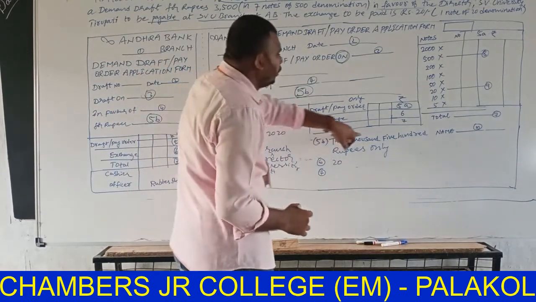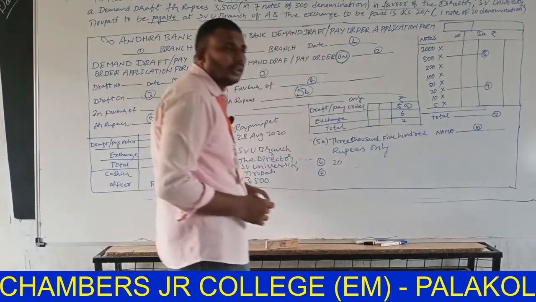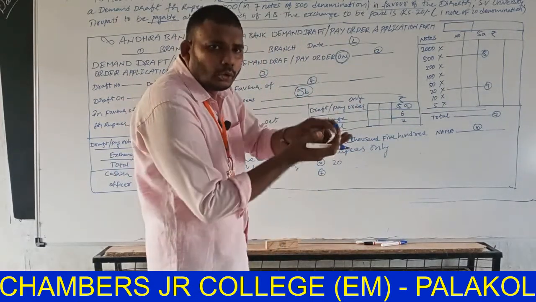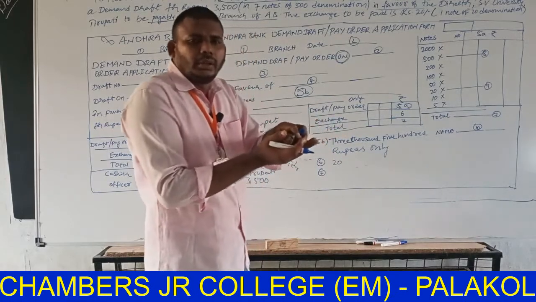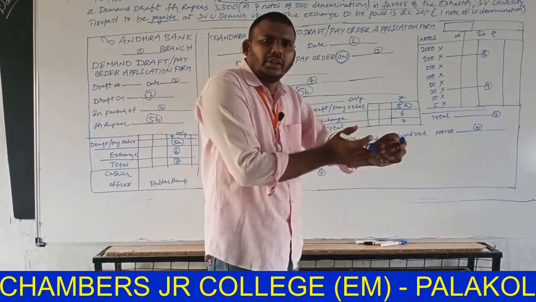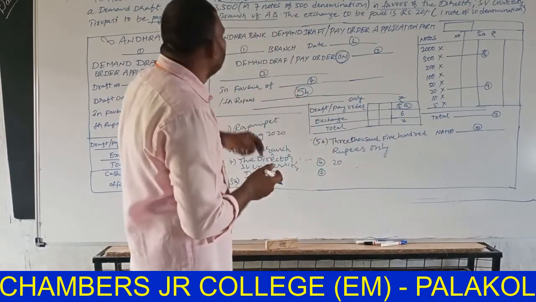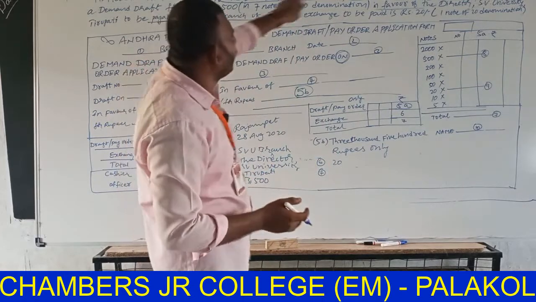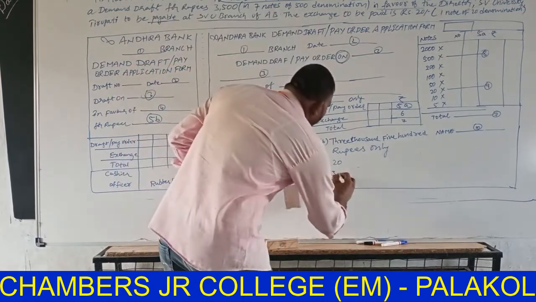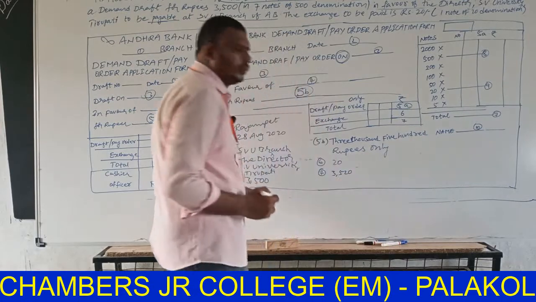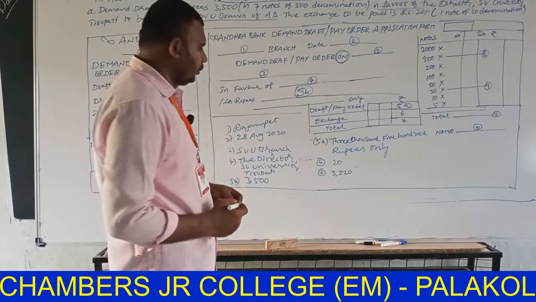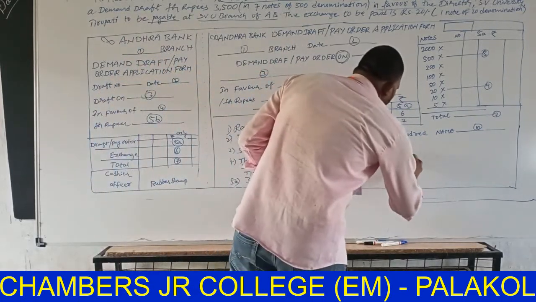I told you the seventh one is total. Here, while writing the total, you should include the amount purchased for the DD and the exchange rate. How much will it be? 3,500 plus 20, 3,520 rupees. Got it? And come to the eighth one.